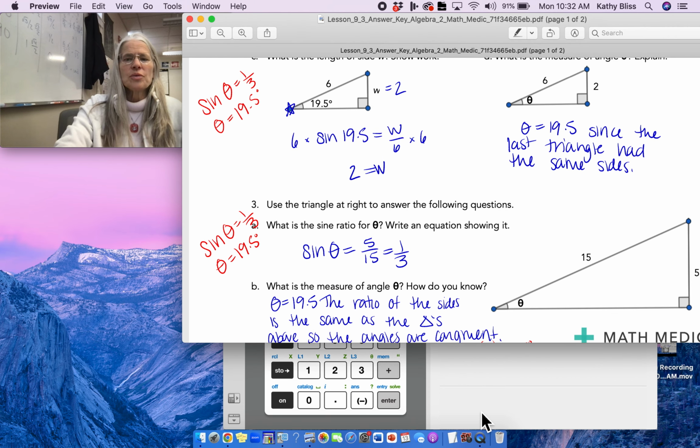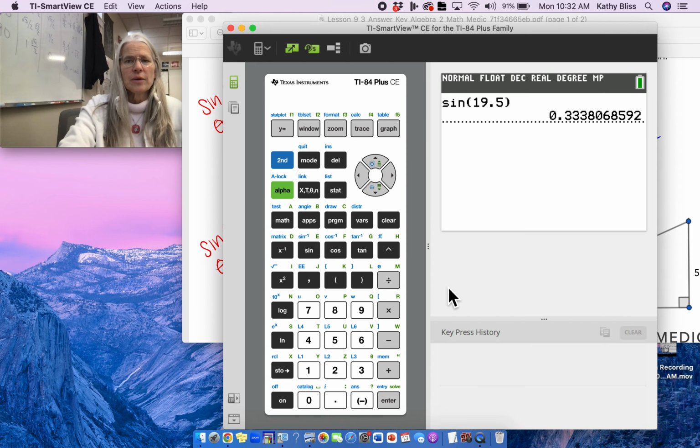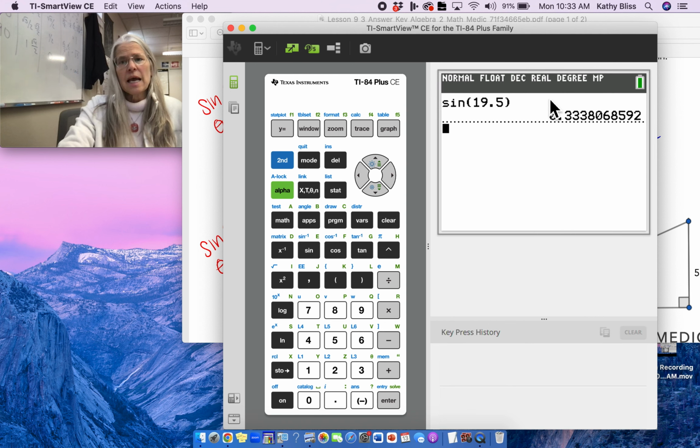Now, we can do that on our calculator. If I know that the sine is a particular value, I can take the inverse operation, because when you're doing the sine of an angle, you're putting in the degrees and you're getting out what the ratio is. If I know the ratio, I can do the inverse function to find out what the angle is.